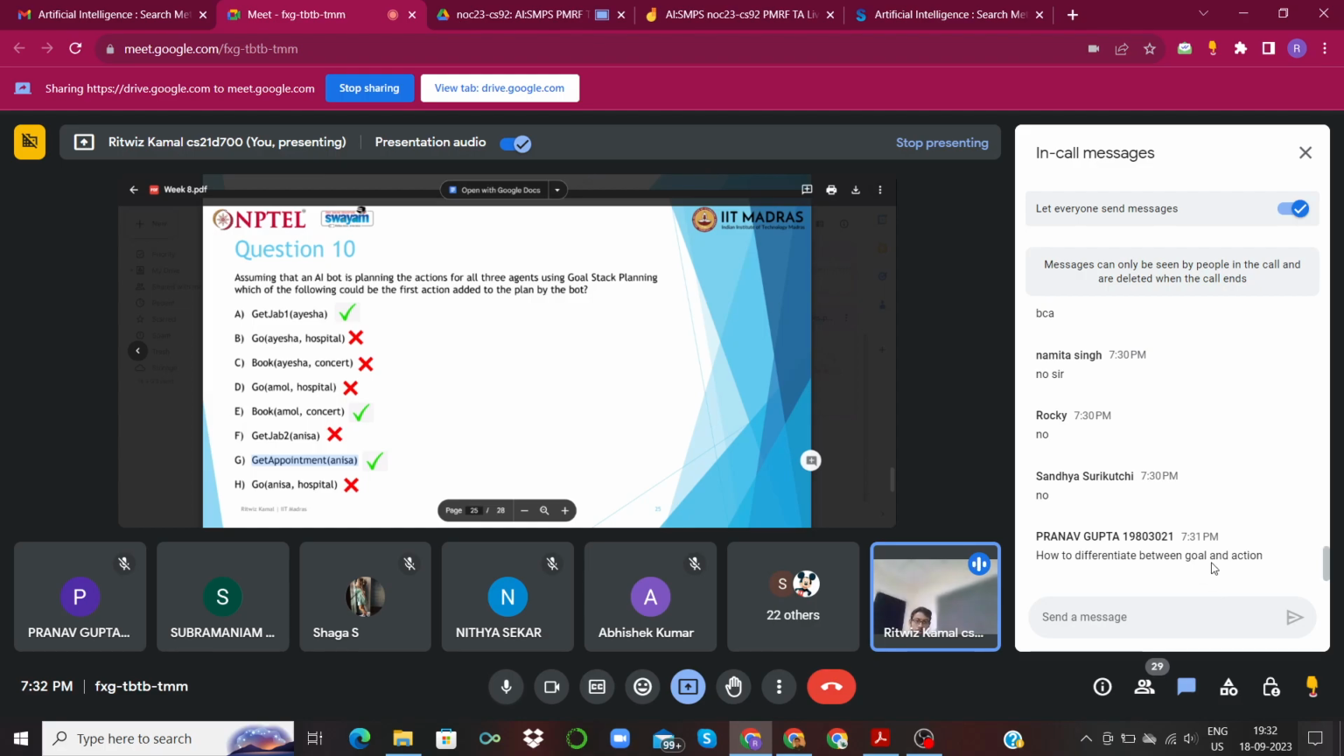How to differentiate between goal and action? So an action would be an operator, right? And a goal would be some set of predicates. That's how you can differentiate.